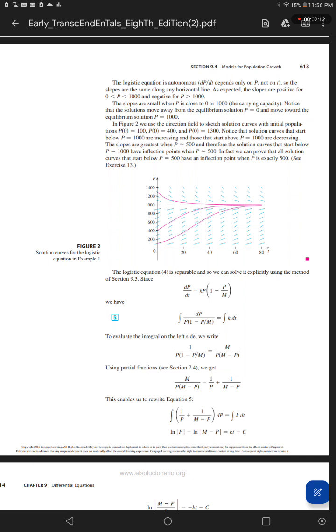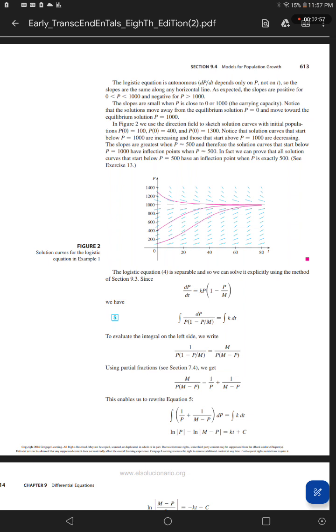Notice that solution curves that start below P equals 1000 are increasing, and those that start above P equals 1000 are decreasing. The slopes are greatest when P is approximately 500, and therefore the solution curves that start below P equals 1000 have inflection points when P is approximately 500. In fact, we can prove that all solution curves that start below P equals 500 have an inflection point when P is exactly 500. See Exercise 13. See Figure 2, solution curves for the logistic equation in Example 1.